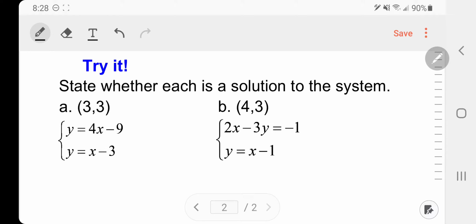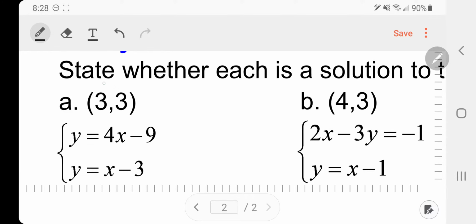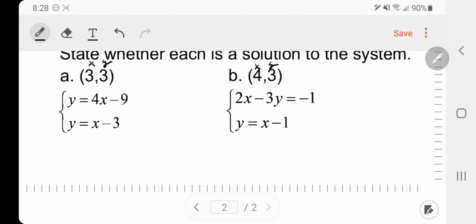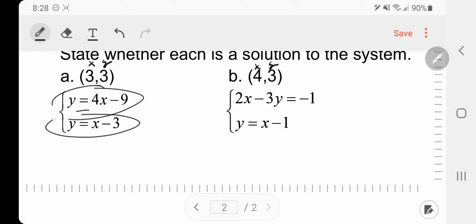All right, the way you do that is you would just plug it in and check to see, just like we did with equations in the beginning of the year. Okay, so we have an x and a y in each of our equations. What we're going to do is plug it in to each of our equations here, and we're going to see if we have solutions or not.